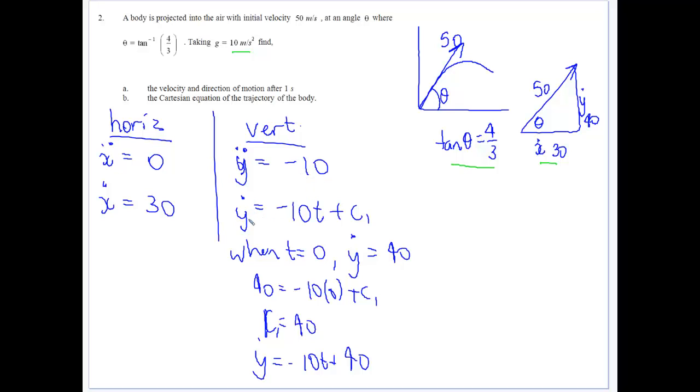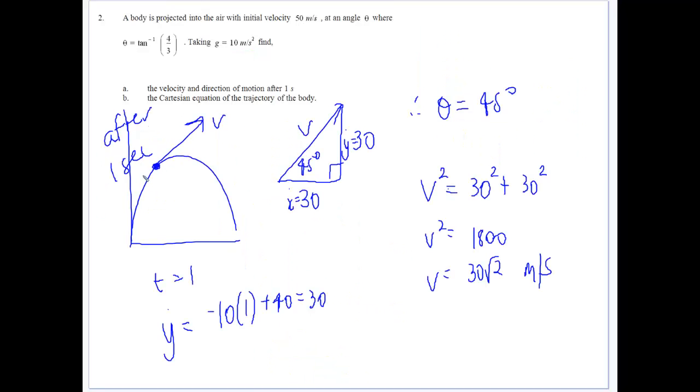So we integrate that to get our vertical velocity. Now, we get minus 10 times t, because we integrate minus 10, plus our constant of integration. And we know initially that when t is equal to 0, our vertical velocity is 40. So we sub that in, and we get our constant of integration being 40. So our velocity statement vertically must be minus 10t plus 40. So there's our two statements that give us our velocity both horizontally and vertically.